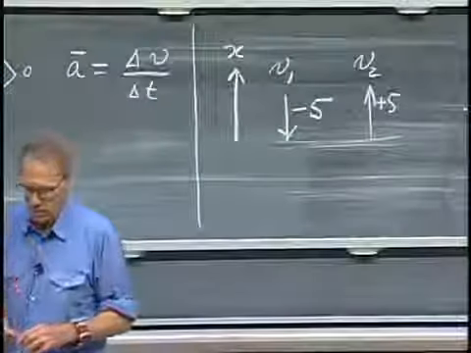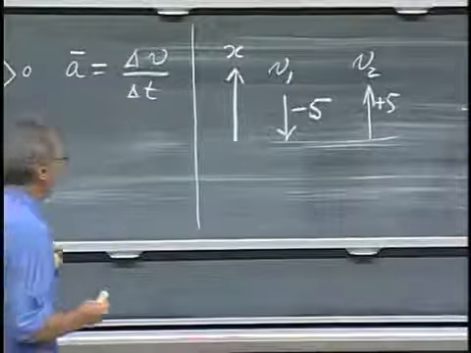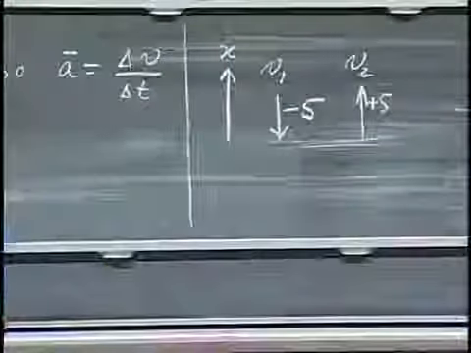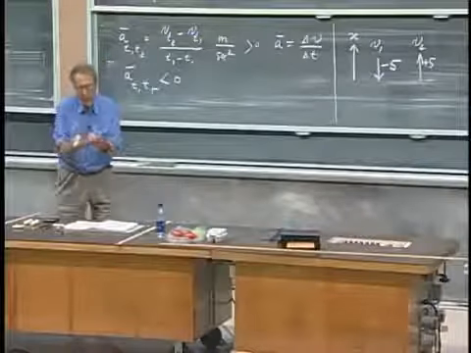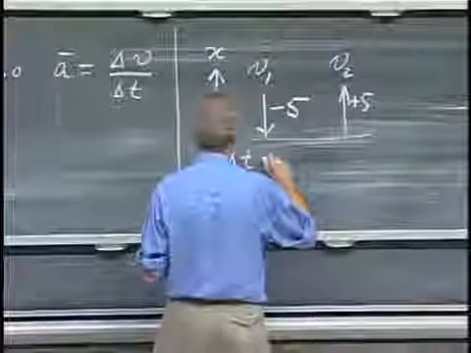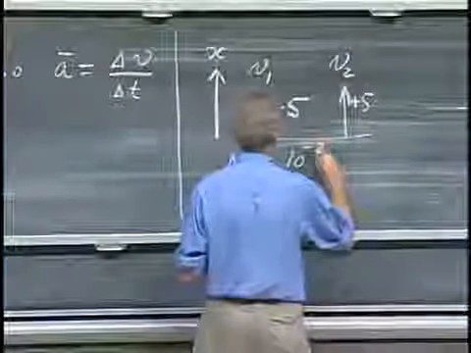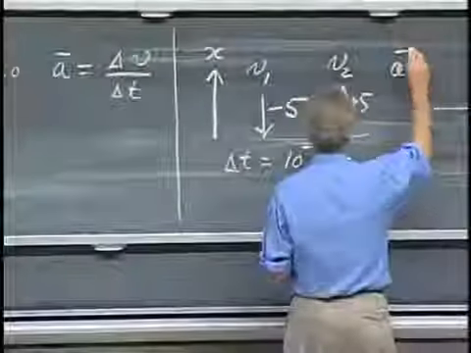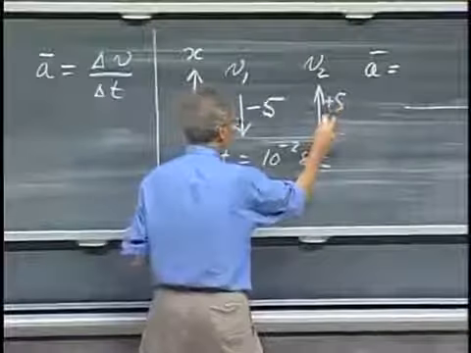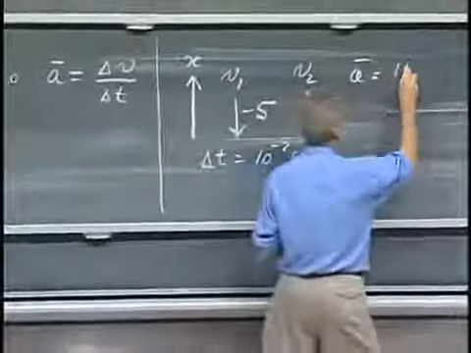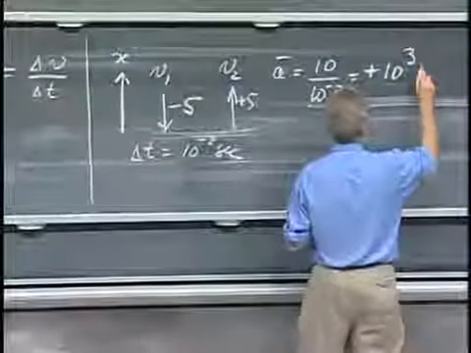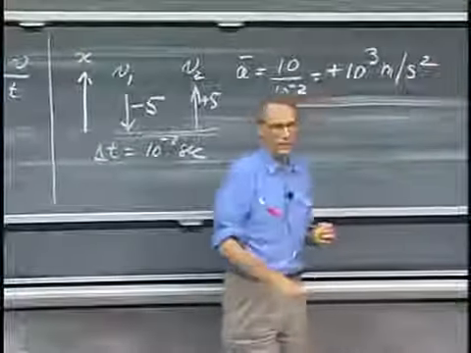So what now is the average acceleration? Well, I would have to know the time that it takes for this change in direction. In other words, we call that the impact time. I would say in this case, the impact time delta t is probably about 100th of a second. And so my average acceleration would be v2 minus v1, that is plus 5 minus minus 5, that is 10, divided by 10 to the minus 2, and that is plus 1,000 meters per second squared.